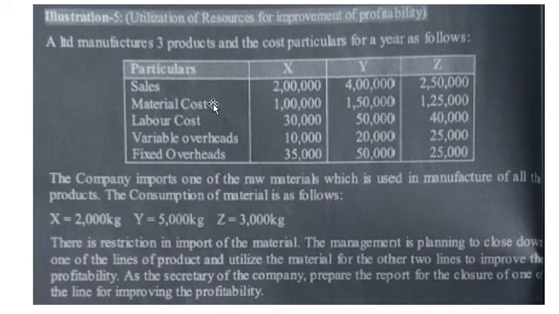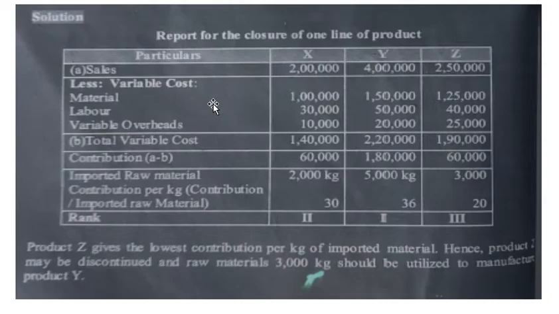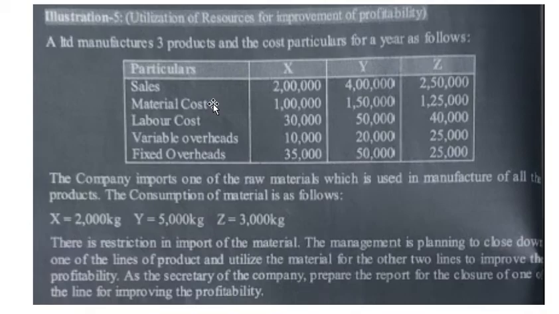Now let us get into preparation of the cost sheet, the report for the closure of one line of product. Which line of product are you going to close? First your sales, next you minus your variable cost to find out your contribution. From that you minus your fixed cost, and you will rank according to it. So here they asked you to rank. As it is clearly mentioned, utilization of resources for improvement of profitability, in this you will rank which product is benefiting you, and based on the ranking you will eliminate the product which is not giving you good returns.